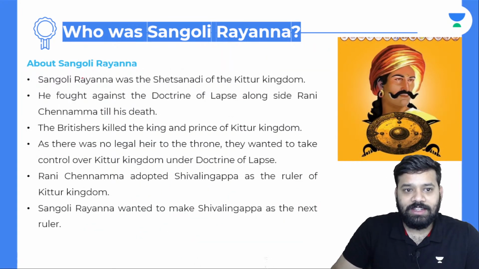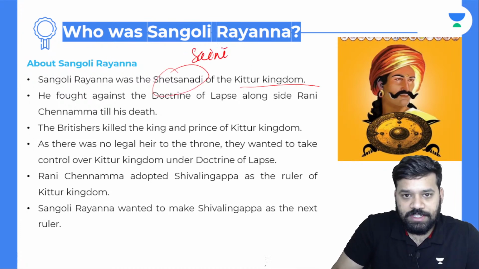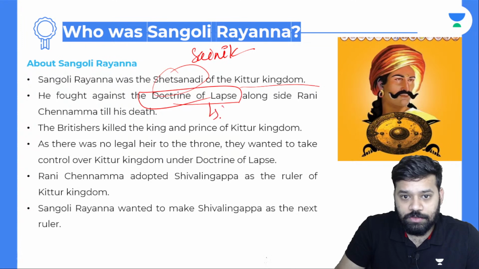Going forward about Sangoli Rayana, he was the Sheshtanadi of Kittur Kingdom. Sheshtanadi means Sainik. He was a Sainik in Kittur Kingdom. He fought against the doctrine of lapse. So who introduced the doctrine of lapse? It was introduced by Lord Dalhousie.